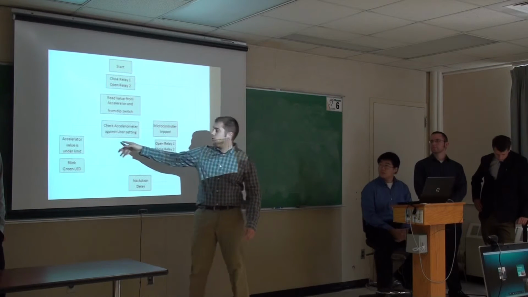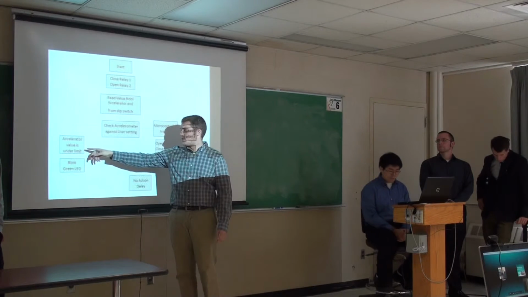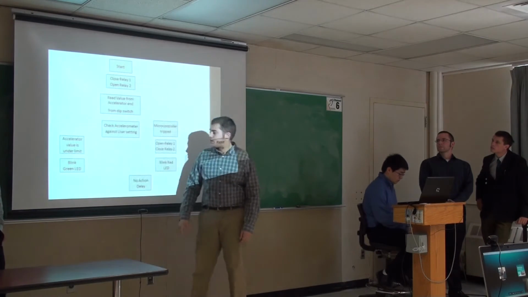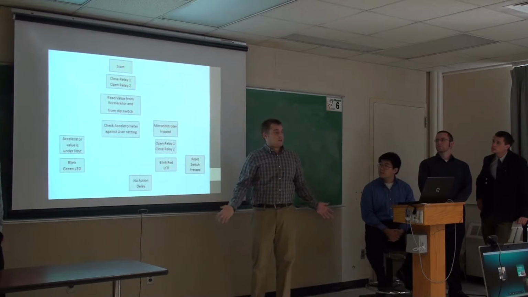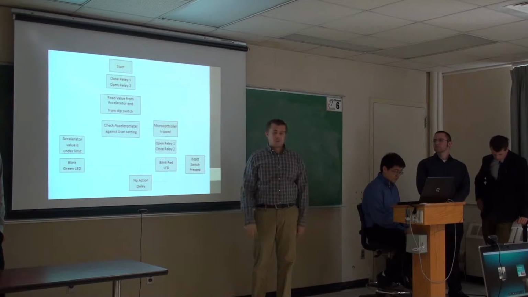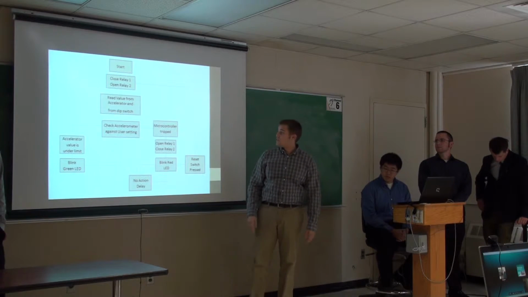So over here is the loop in the situation that the accelerometer is under the limit. We're basically going to sit there and just blink the green LED, not do very much, not change anything, because right now it's acceptable. We're happy with where the G levels are at.